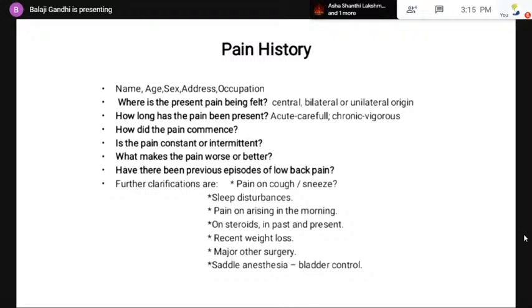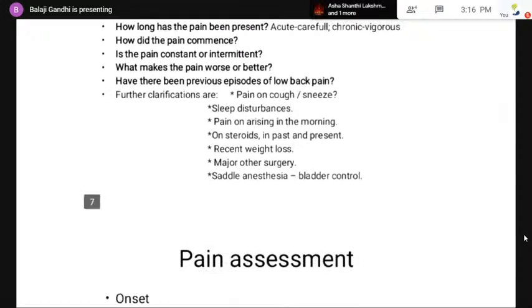And for further clarification, ask whether the patient has pain during a cough or sneeze. Okay, that shows there is a disturbance of the intervertebral disc. And is there any sleep disturbance followed by the pain? And pain on arising in the early morning. Has the patient taken any steroids in the past or present? Any recent weight loss, major surgery, and any saddle anesthesia, bladder control problems, or sacral nerve compression? That also causes saddle anesthesia and loss of bladder control.